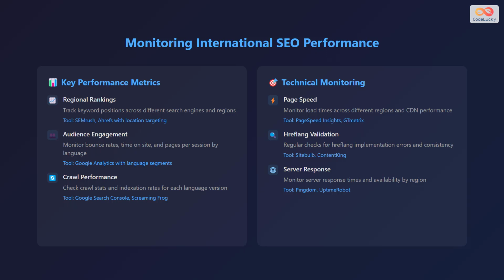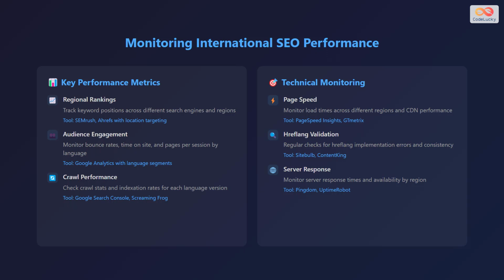Crawl performance. Check crawl stats and indexation rates for each language version. Tools like Google Search Console and Screaming Frog are useful for this. Secondly, technical monitoring. Page speed. Monitor load times across different regions and CDN performance. PageSpeed Insights and GTmetrix are useful tools.